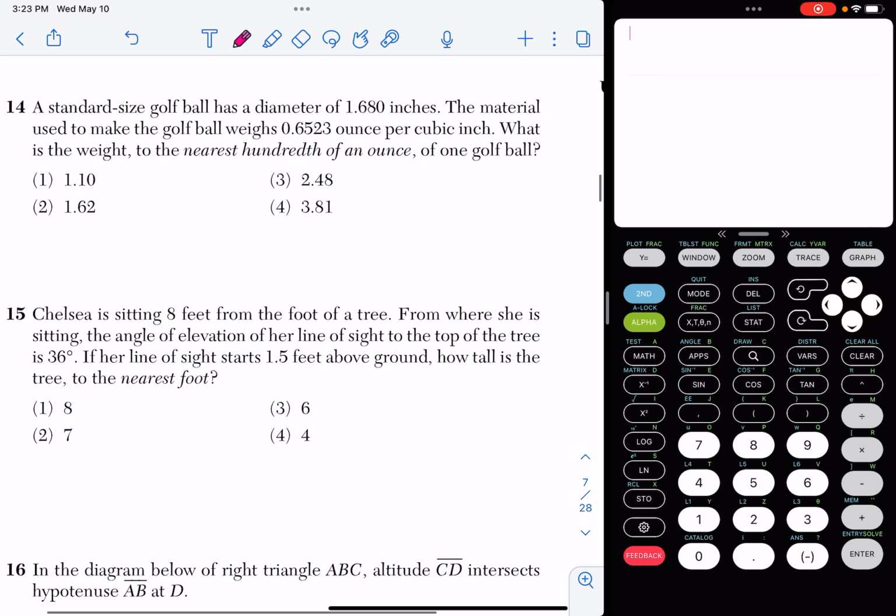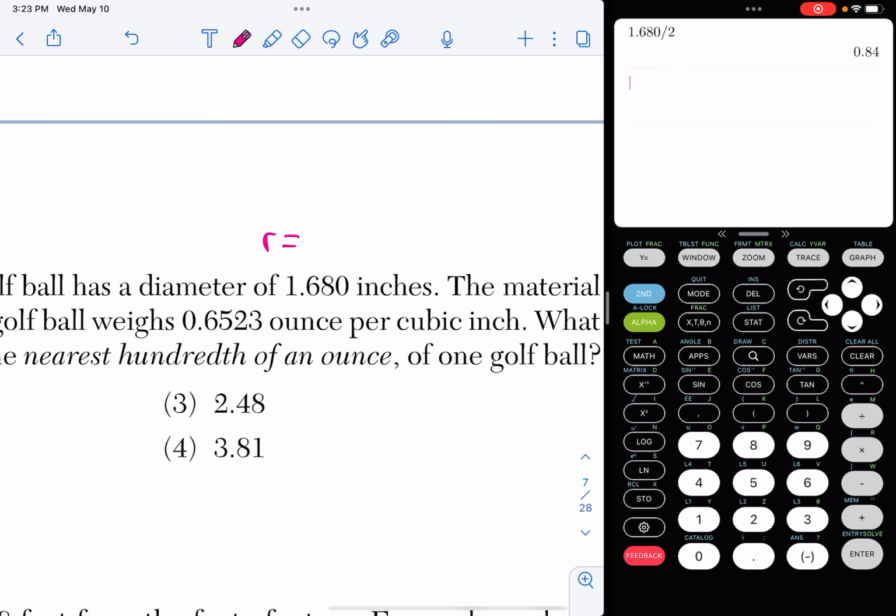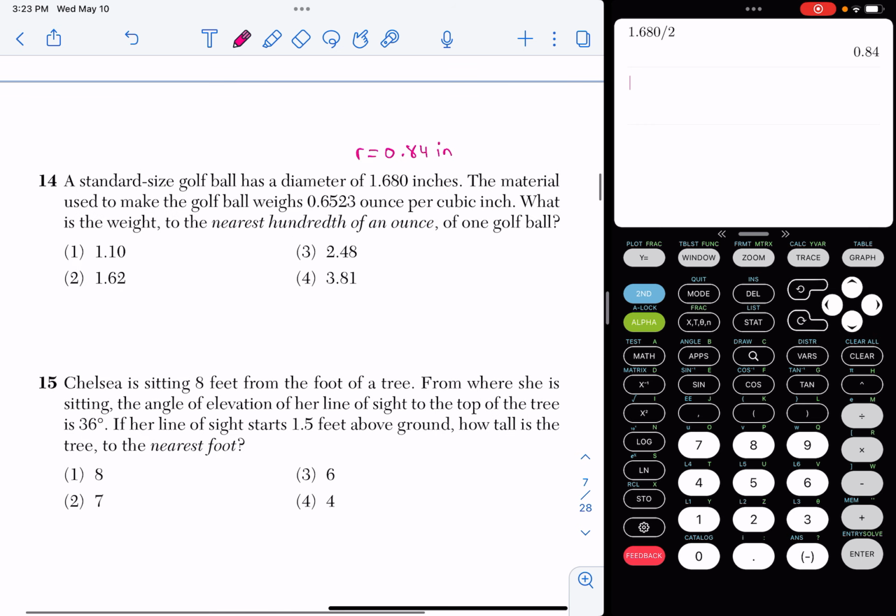14, a standard size golf ball has a diameter of 1.680, and automatically you should go to your calculator, and now I know that the radius is 0.84 inches. The material used to make the golf ball weighs 0.6523 ounces per cubic inch. And what is the weight to the nearest hundredth of an ounce? So notice the unit here is ounces per cubic inch. It's a unit of mass over a unit of volume. So this is really talking about density: 0.6523 is the density. Density is mass over volume.